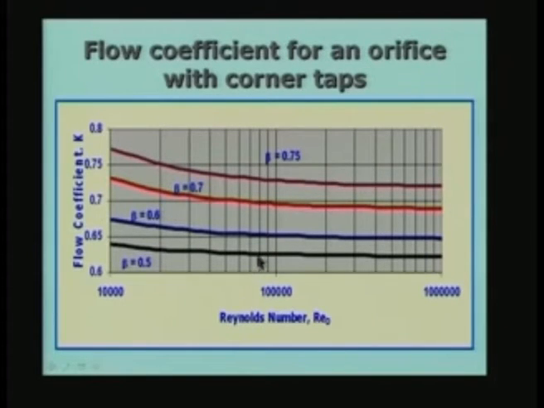Of course, the actual value of CD depends on beta. For different values of beta I have different values of flow coefficient, but they also show some kind of asymptotic behavior, which means that for a Reynolds number greater than about 10 to the power of 5, that is 100,000, these are more or less independent of the velocity or independent of the Reynolds number. Of course, the Reynolds number is calculated based on the velocity, the diameter of the pipe, and also the particular fluid which is flowing. So the fluid property also comes into this by itself.